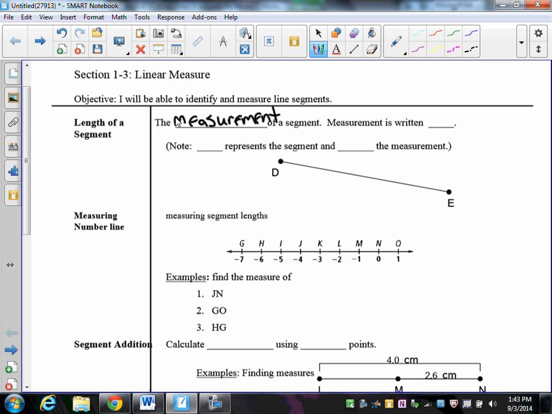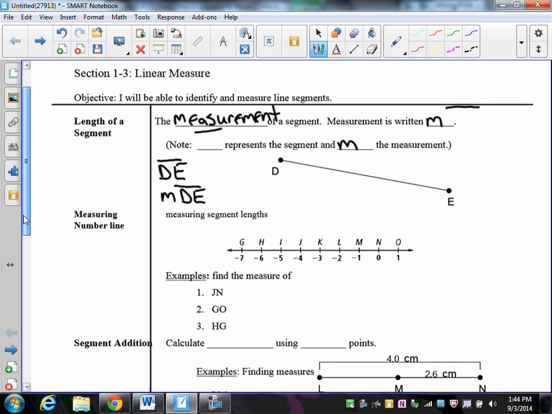of a segment. Measurement is written with this lowercase m, and then we always write the segment. You'll see in the next section that we'll write measurement of an angle also, where we use the angle symbol. So remember, the segment mark is the little top that you put over it. It's the line. It represents the segment, and the m represents the measurement. So remember, if I wanted to name this segment, it would be segment DE, or if I wanted to find its measure, it would be the measure of segment DE, or the length of it.